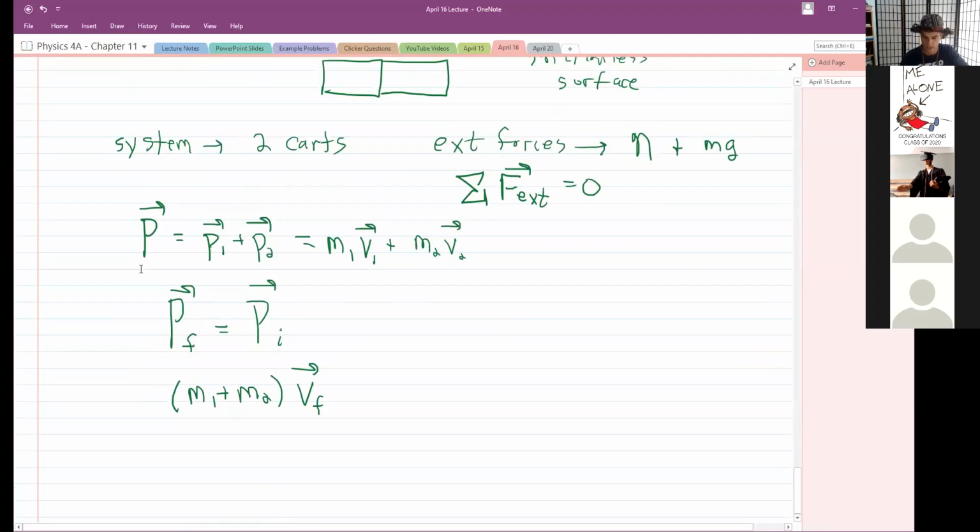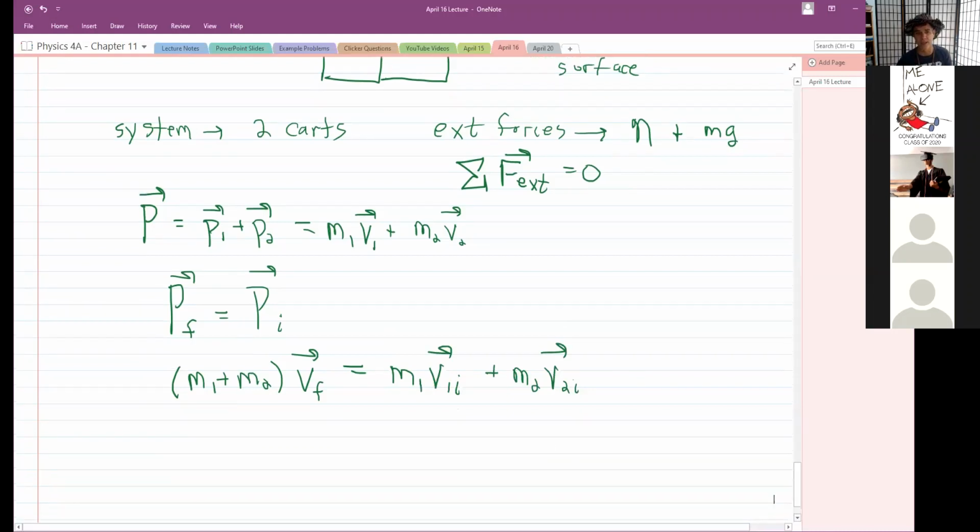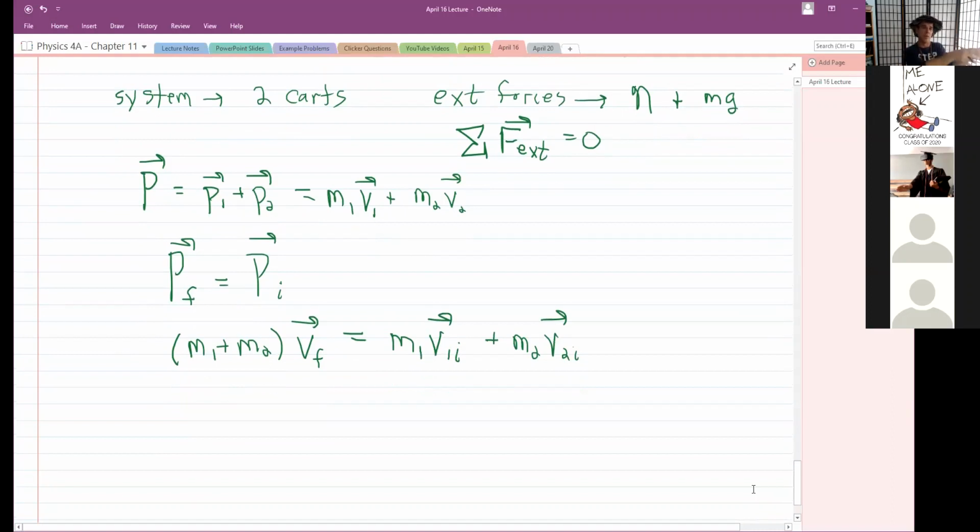Before the collision, the initial momentum is m1 v1 initial plus m2 v2 initial. So initially they each have momentum, then they collide, stick together, and move off. Since the sum of the external forces is 0, the total momentum of this system is conserved. So really, conservation of momentum is all about setting up this equation that says my final momentum after some collision or something happens equals my initial momentum.